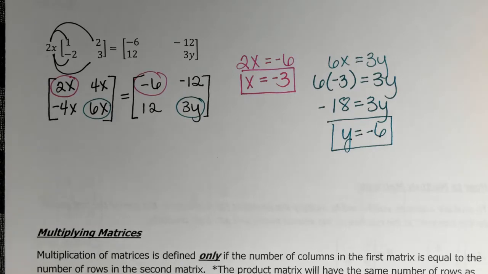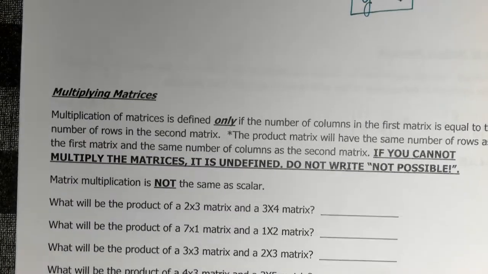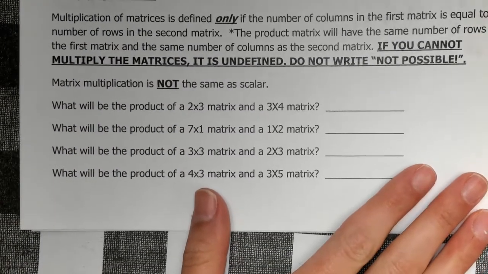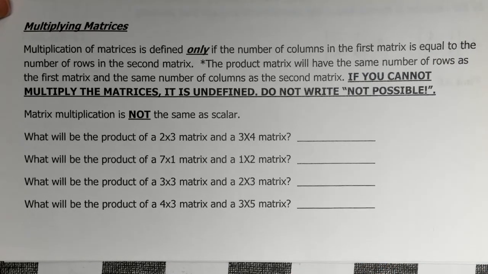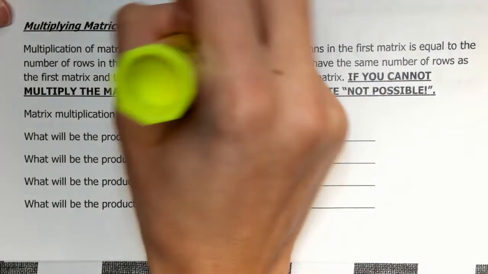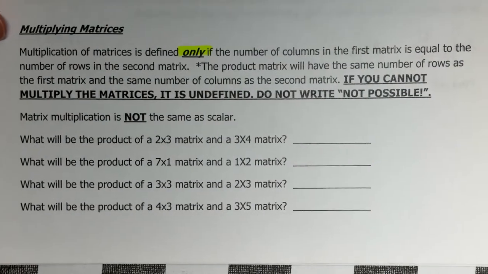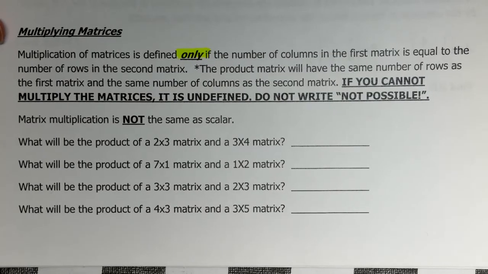Now we're going to talk about multiplying the matrices instead of just scalar multiplication. Multiplication of matrices is defined only if the number of columns in the first matrix is equal to the number of rows in the second matrix. The product matrix will have the same number of rows as the first matrix and the same number of columns as the second. So all of that is a bunch of words.